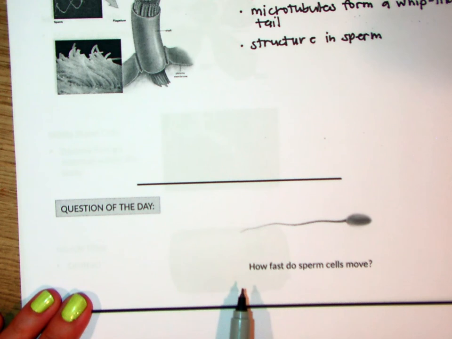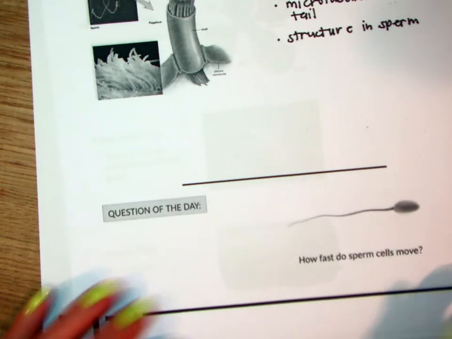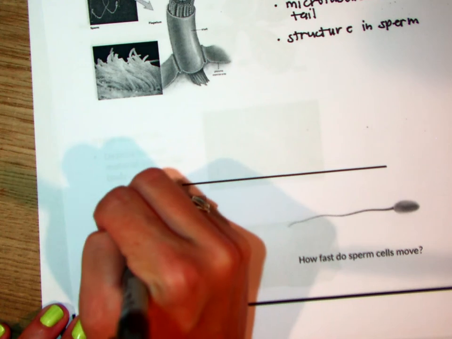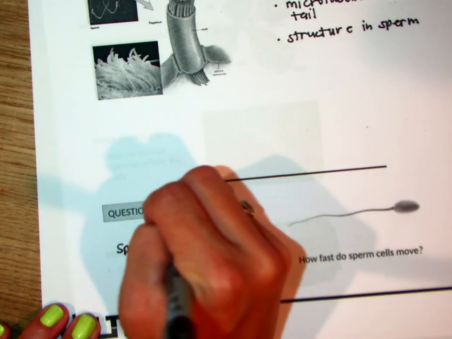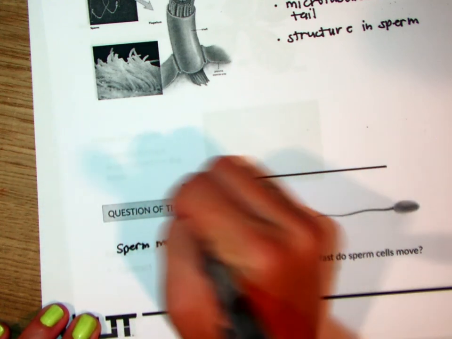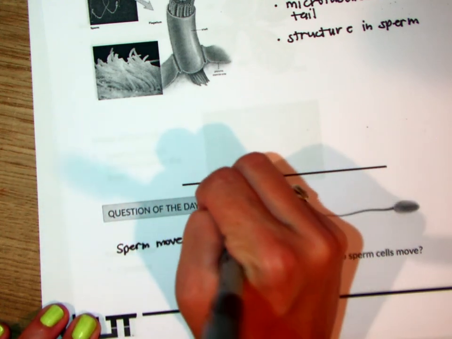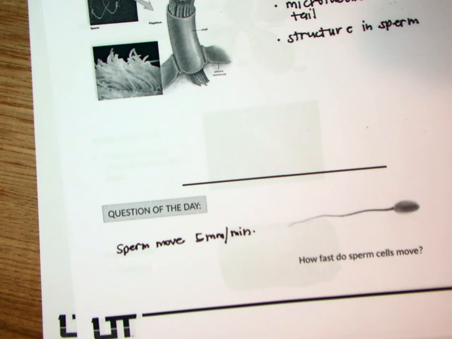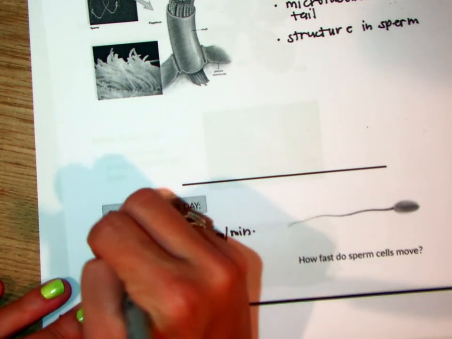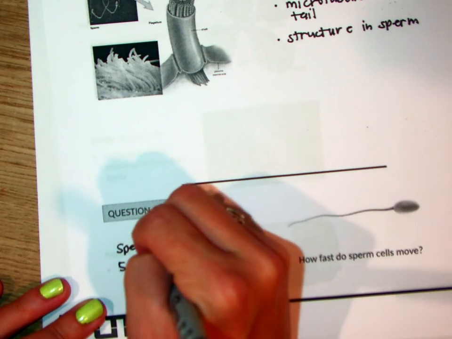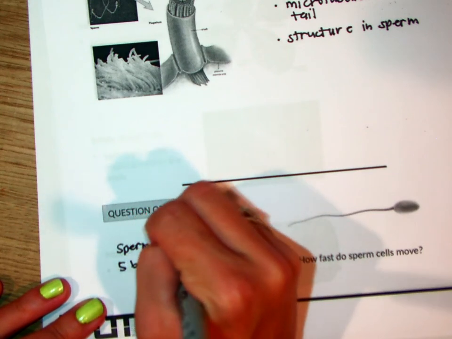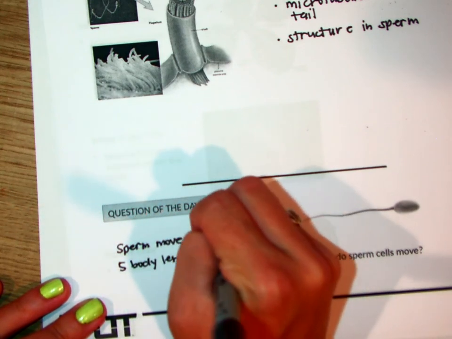So to our question of the day, how fast do these guys move? Well, they are actually quite impressive. So, sperm can move 5 millimeters per minute. You might be thinking, wow, super fast, 5 millimeters per minute, way to go, guy. But it's actually 5 of their body lengths per second.